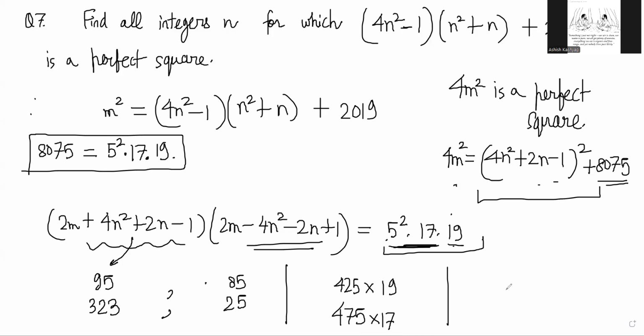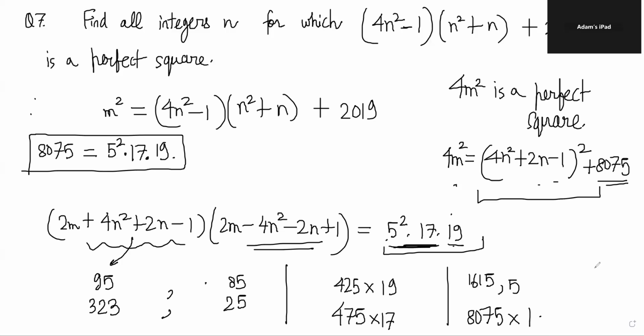And then finally you can do 425 into 5. No, that I've already used. 1, 5, and then 17 and 19. You can do that. 17 into 19 into 1, 5. So basically it is 323 into 5, 1615. And the other factor would be 5. And finally the last one is 8075 into 1. Basically there are these 6 options, right?